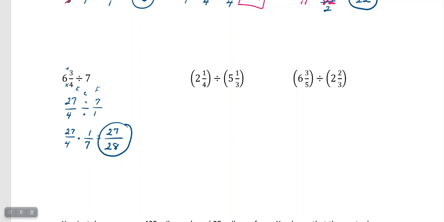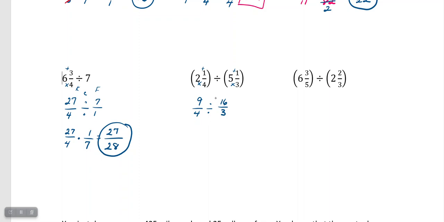All right, so I want to convert on this next problem. I've got a mixed number divided by a mixed number. Again, convert them to improper. So denominator times whole number plus numerator. 4 times 2 is 8, plus 1 is 9. Gives me 9/4. I'm going to keep it as division for the moment. Convert the 5 and 1/3. So 3 times 5 is 15, plus 1 gives me 16 over 3.